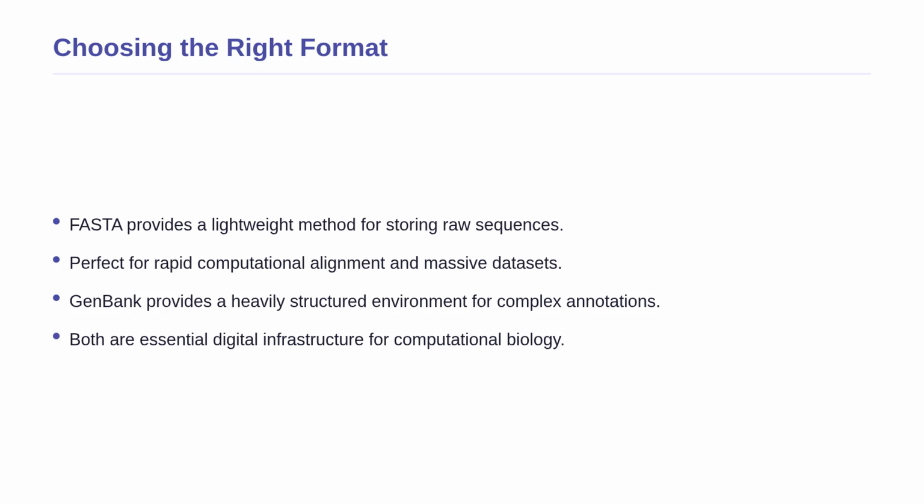This visual comparison highlights why we need different formats for different tasks. The FASTA format provides a lightweight, universally accepted method to store raw sequences using a simple header. This makes it absolutely perfect for rapid computational alignment, where speed is critical. In contrast, formats like GenBank provide rich, heavily structured environments for storing complex biological annotations alongside the sequence data. Both formats form the essential digital infrastructure that makes modern computational biology possible.